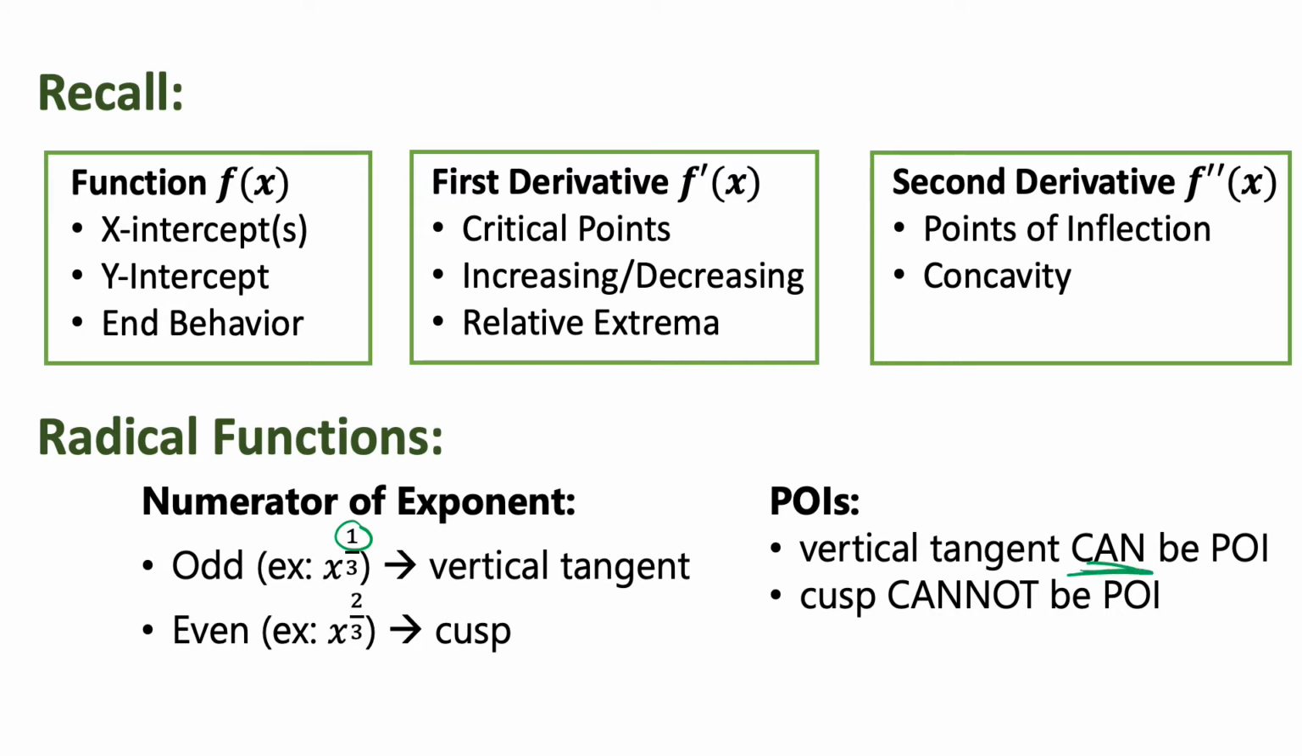If the numerator of our exponent is even, then we're going to have a cusp. So for example, x to the 2/3 power, since 2 is even, we will have a cusp, and a cusp cannot be a point of inflection.